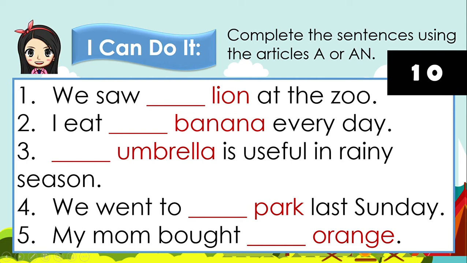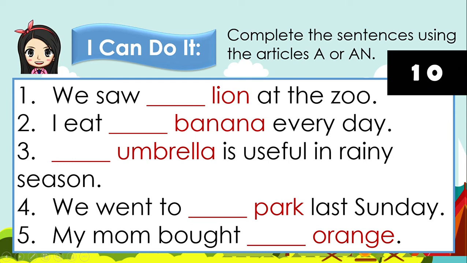Now, let's try this again. Complete the sentence using the articles A or AN. Are you ready? Again, look at the first letter of the word before deciding whether to use A or AN. For number 1, we saw blank lion at the zoo.